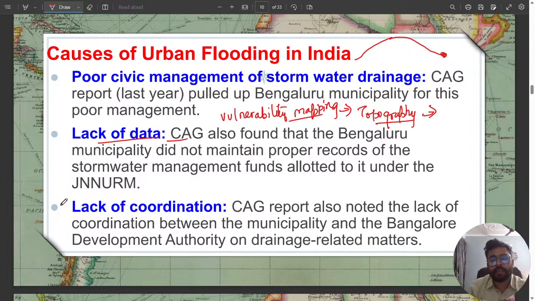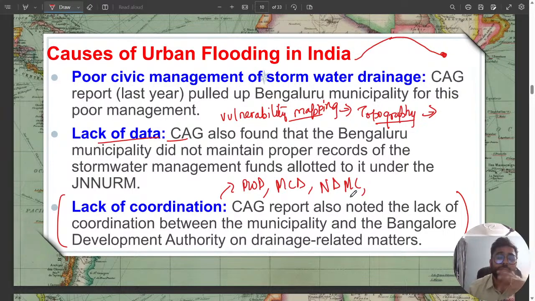Like you will see in Delhi, let me quote you an example of Delhi. We have the PWD, Public Works Department, then we have the MCD, the Municipal Corporation of Delhi, and then we have the NDMC, the New Delhi Municipal Council. All these departments do not have synchronized coordination among themselves. And like you have seen, the Aam Aadmi Party will blame the Centre for this, then the Centre will blame the Aam Aadmi Party, and this game will go on. So lack of coordination among different departments and agencies is one more cause of urban flooding.